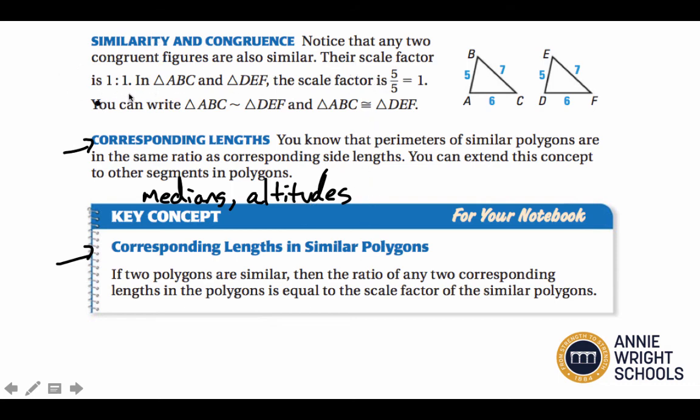Lastly, if the scale factor is 1 to 1, we can say that they're similar, but we can also say that they're congruent. And I'm going to ask that you write this, because we know a triangle is similar to itself. I just like congruent. Let's just go with congruence, because it kind of is weird to talk about them being similar if the scale factor is 1.